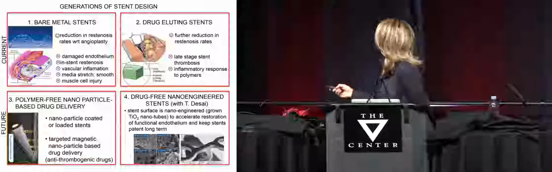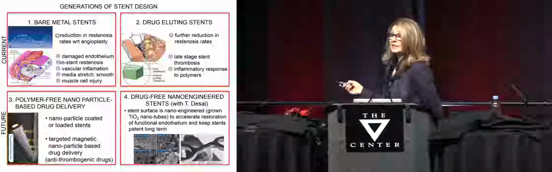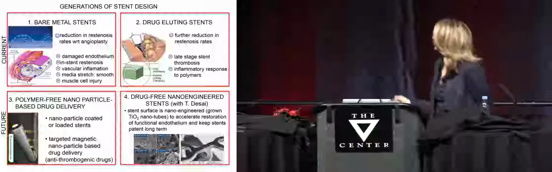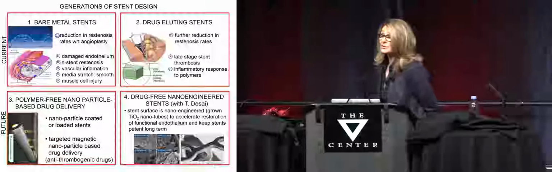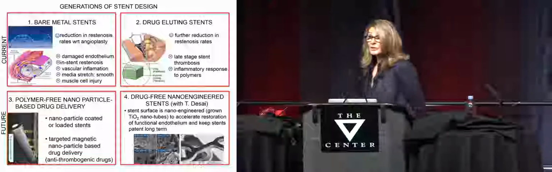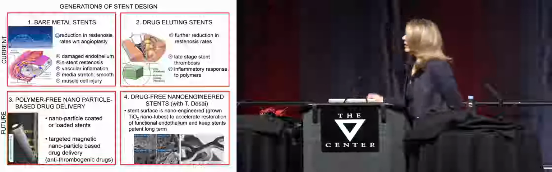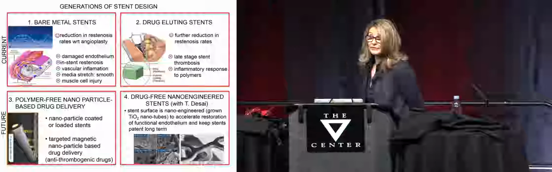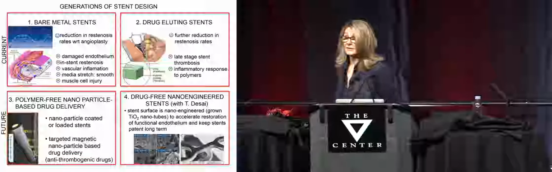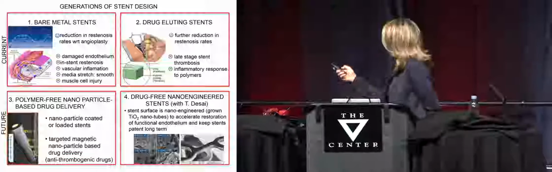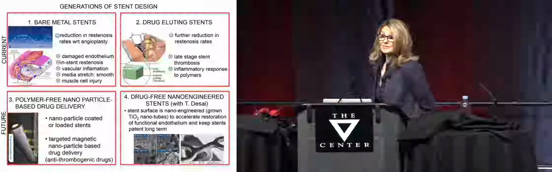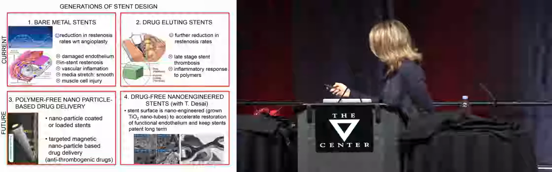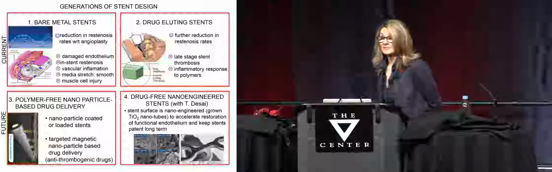But these stents were then, 6 years later, associated with a different complication, which is called late-stage stent thrombosis, which is typically associated with the inflammation caused by the polymer or some of the anti-inflammatory drugs. This is the state of the art today, namely, if you were to have a coronary angioplasty with stenting, you would probably be treated with one of the drug-eluting stents.